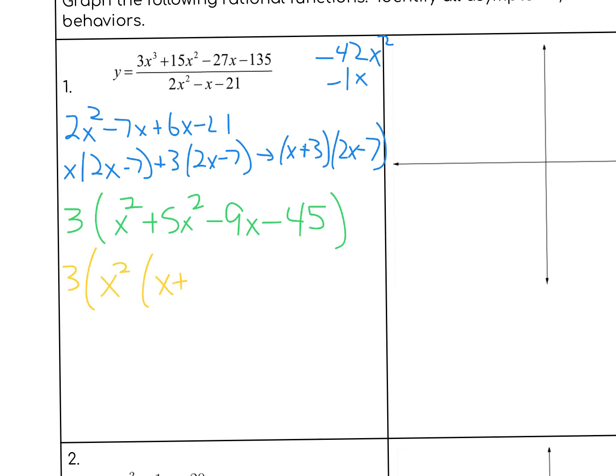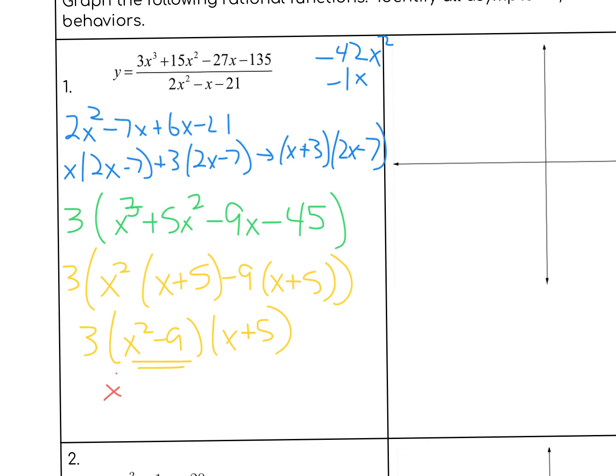I get x plus 5. I wrote that wrong. That's x cubed, sorry. And then I want an x plus 5. Let's see if it works. If I put a negative 9 there, that'll be negative 9x minus 45, so that does work. So you have x squared minus 9, x plus 5. That I can factor.